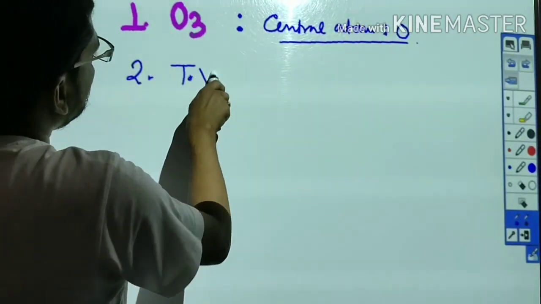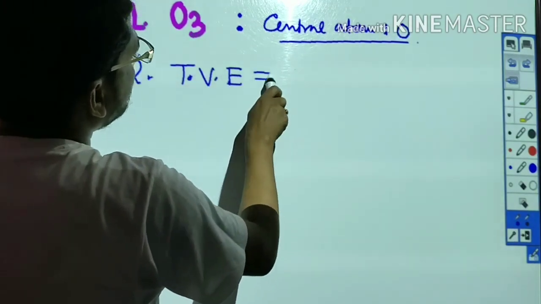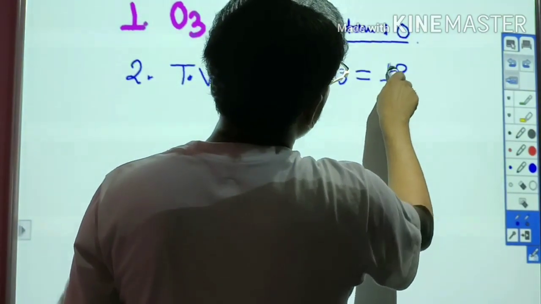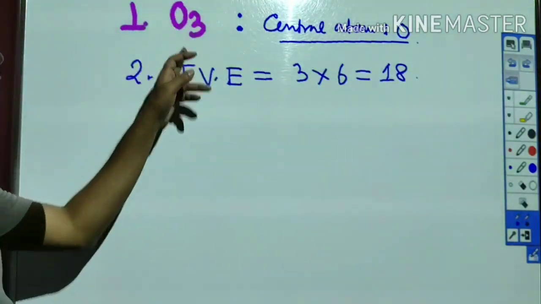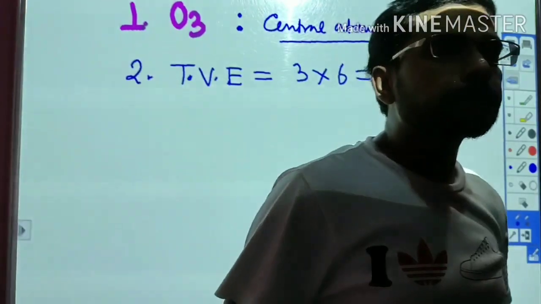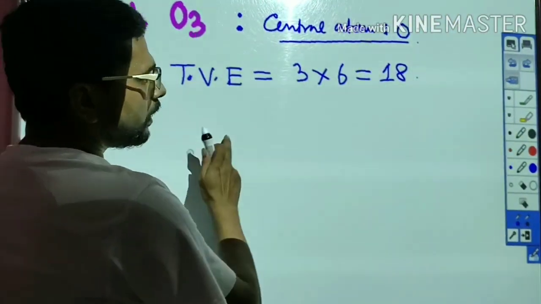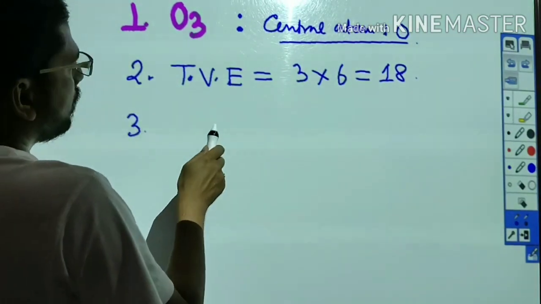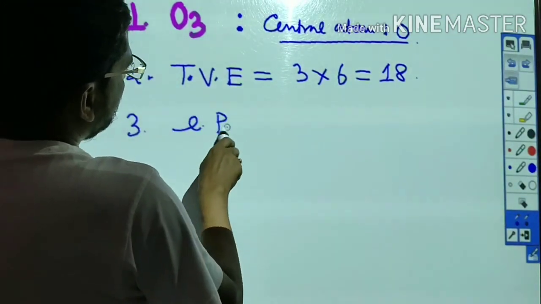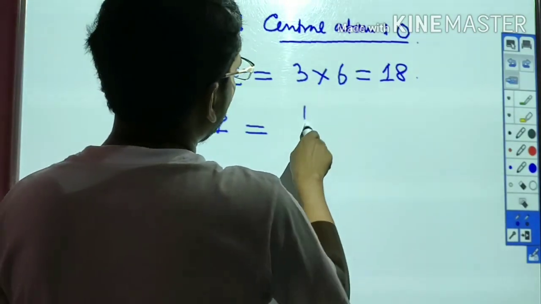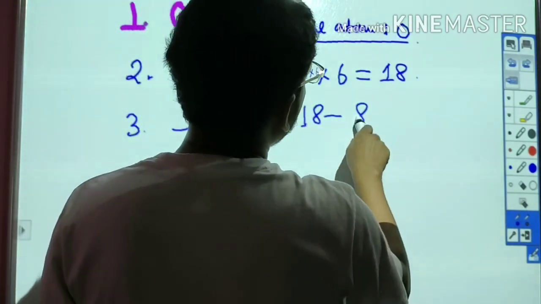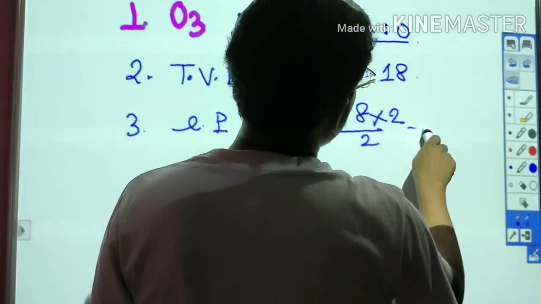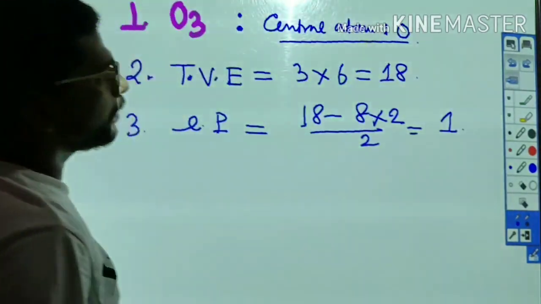Total valence electron: 3 multiplied by 6, that will give you 18. So total 18 electrons are there. Are there any lone pair of electrons? Lone pair of electron is equal to total valence electron minus 8 into bonded atom 2, divided by 2. That means there will be one lone pair of electrons.